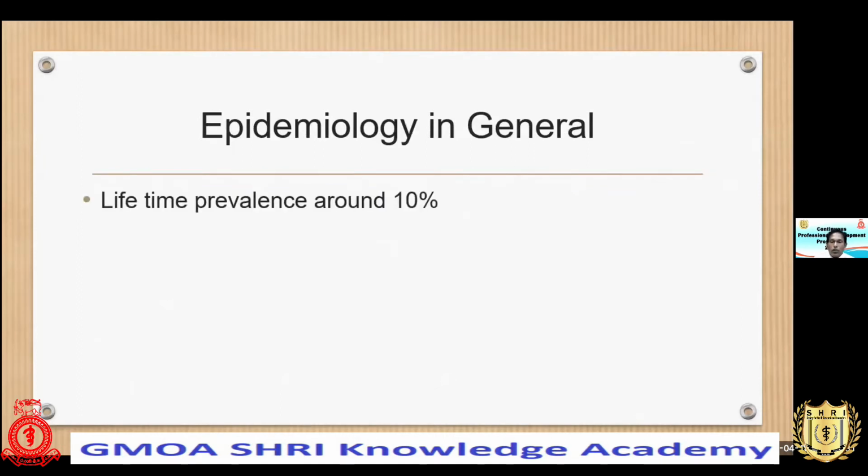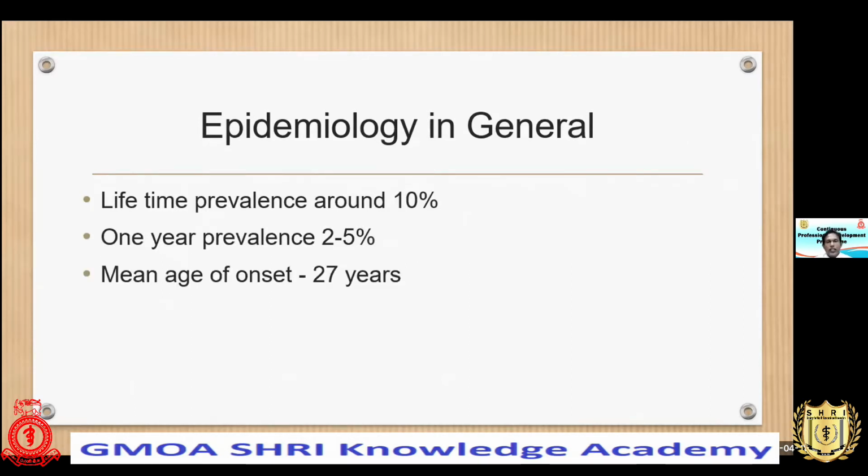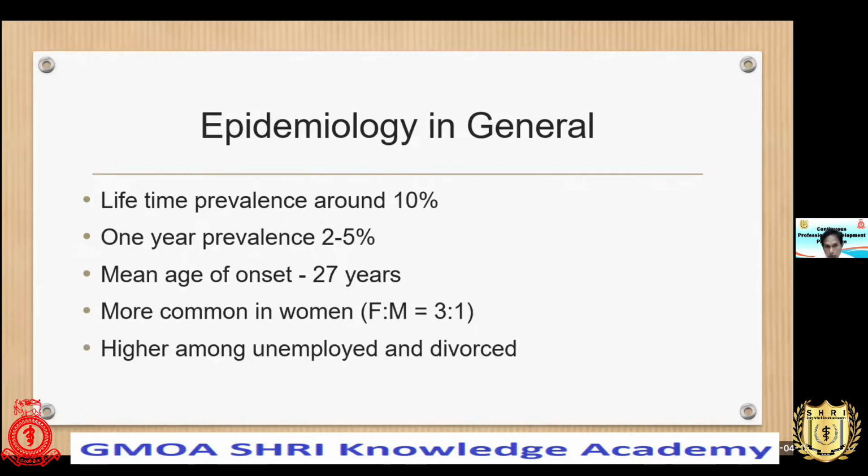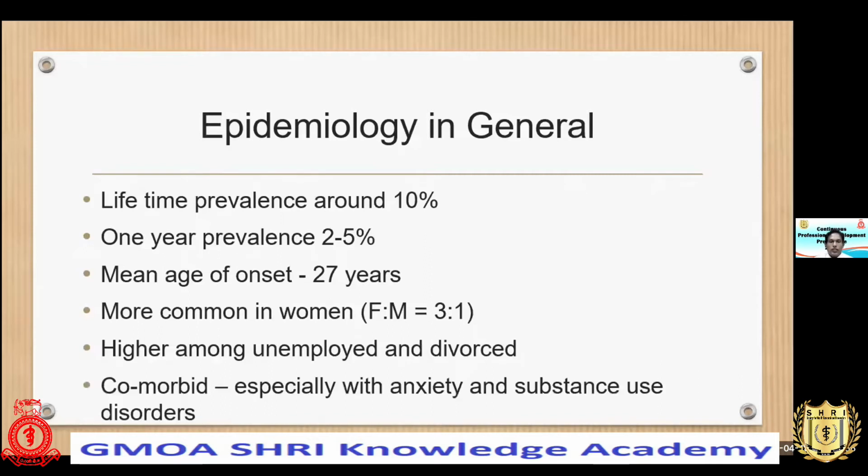Lifetime prevalence is about 10%, and the 1-year prevalence is about 2 to 5%, depending on the different research data. And the mean age of onset is 27 years. This doesn't mean that older or younger people don't get depression. They are getting depression. As I told you, it's 3 to 1. It's more common in women, and it is higher among unemployed and divorced. And it is comorbid, especially with anxiety and substance use disorders, including alcohol.